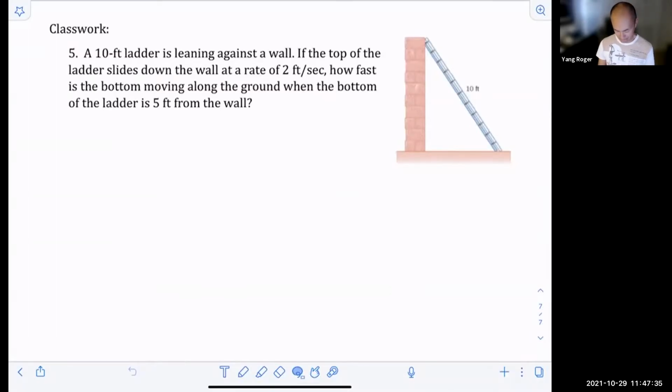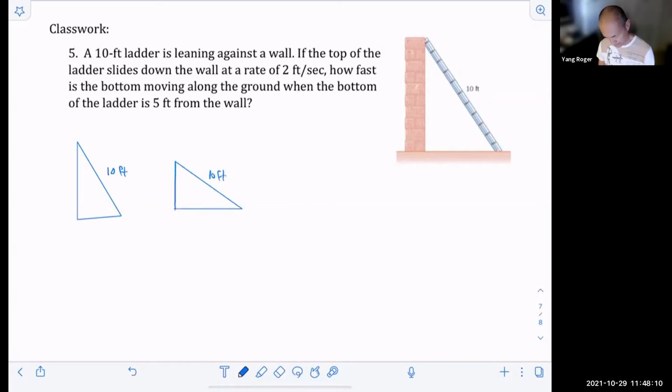I think the first picture I would draw, maybe the picture looks like this. Oops. This is 10 feet. It's a ladder. And then the next picture, still 10 feet. And then the next picture, still 10 feet.